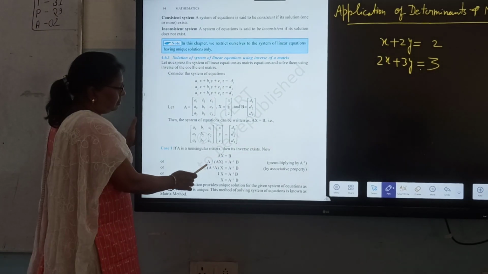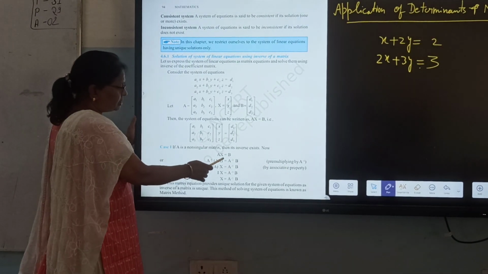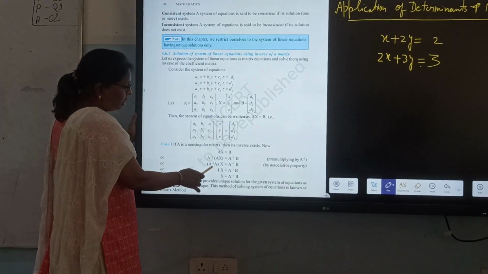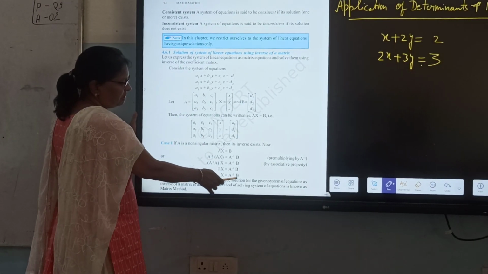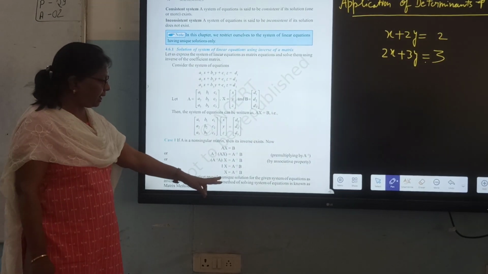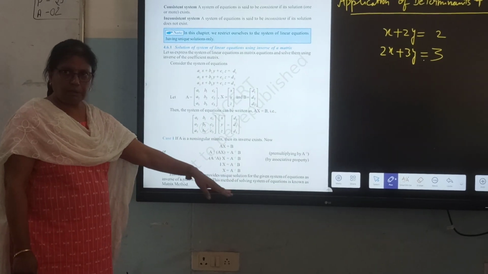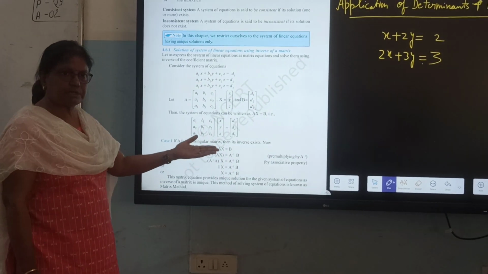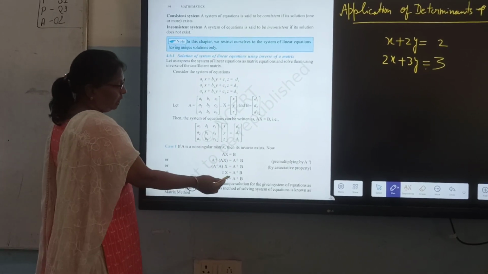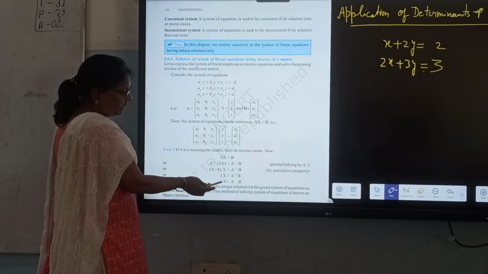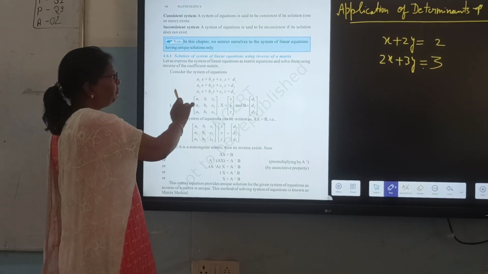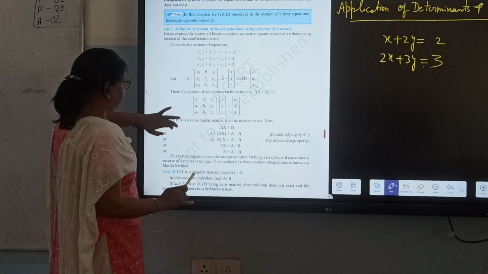Now multiplying both sides by A inverse: A inverse AX is equal to A inverse B. A inverse A means the identity matrix I, so I into X, and here A inverse B. That means the solution of the matrix equation, that is X, can be calculated as A inverse B. A inverse you know how to calculate: A inverse is adjoint A upon determinant A. You have done this in the previous classes. Now by multiplication with B, you will get the matrix of variables X, that will give you the solution of the pair of linear equations.